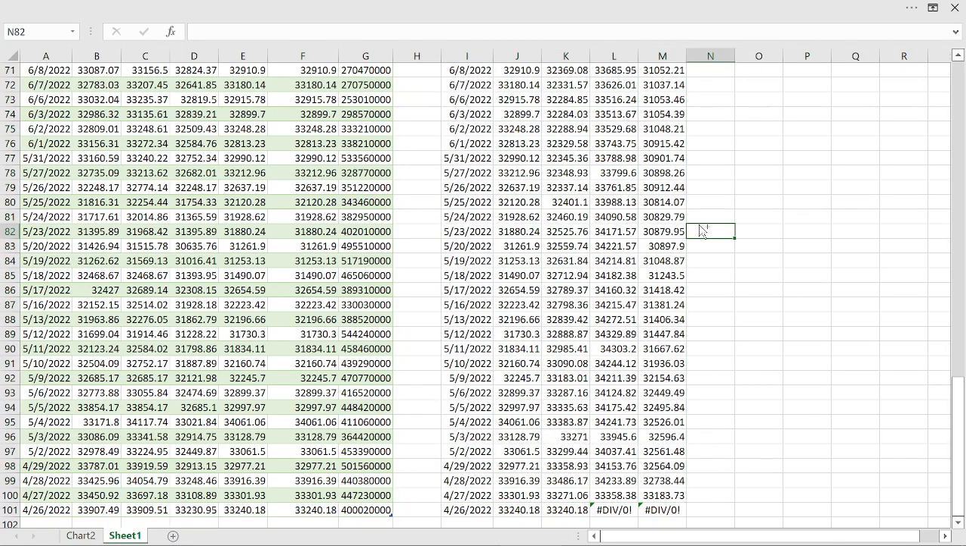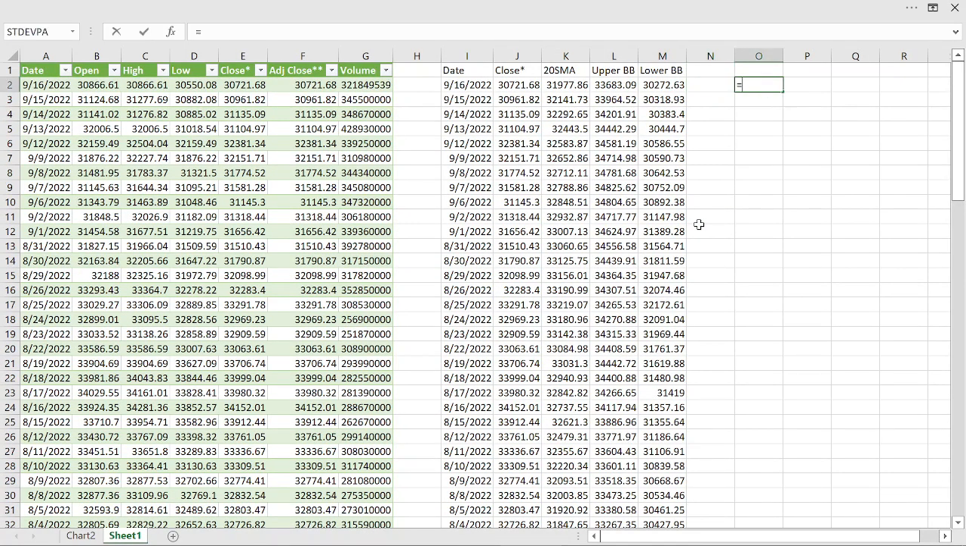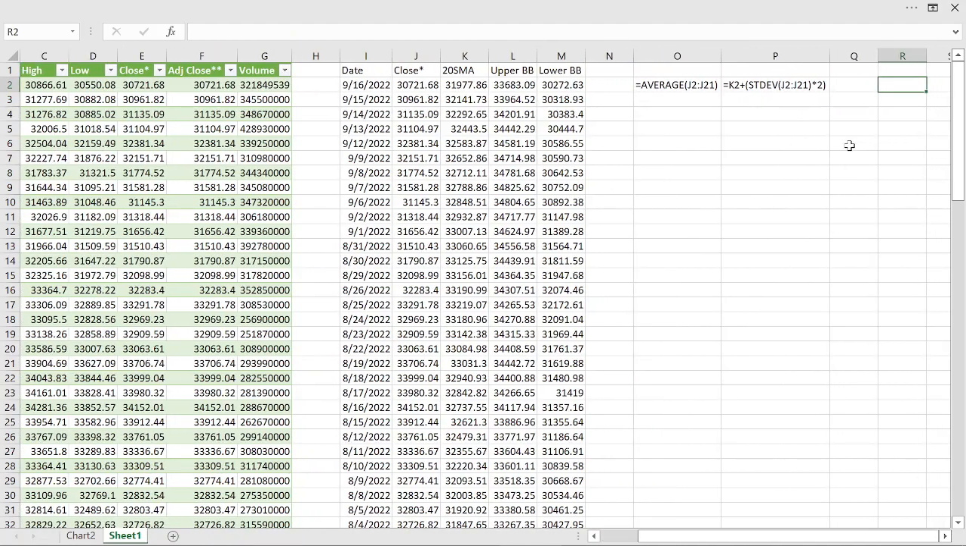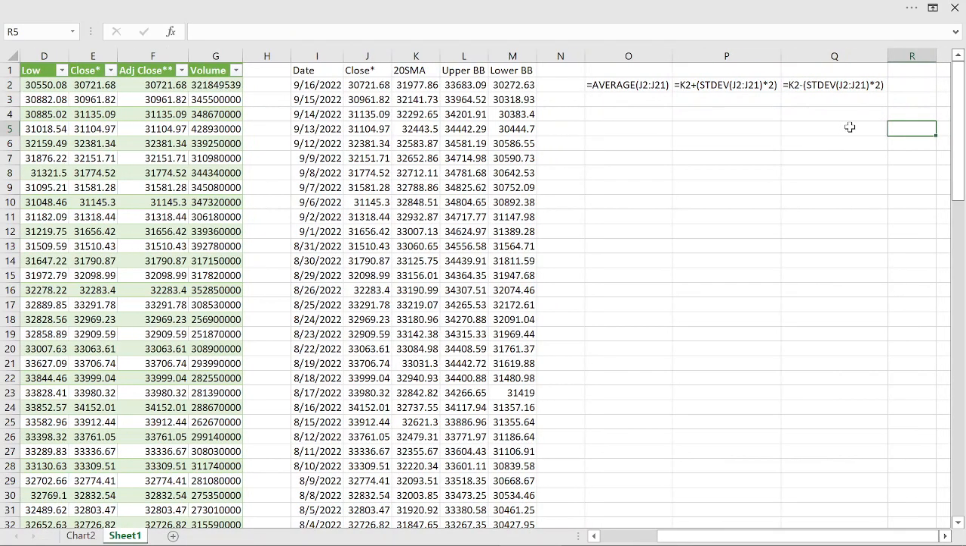But again, the formula is very simple. All we do is we take, first of all, the 20 simple moving average, which is very simply the average of 20 periods. The upper band is very simply that 20 simple moving average plus 2 standard deviations of the same period of time, 20 bars back. And then the lower band looks the same way as well. That simple moving average minus 2 standard deviations during the same period of time.